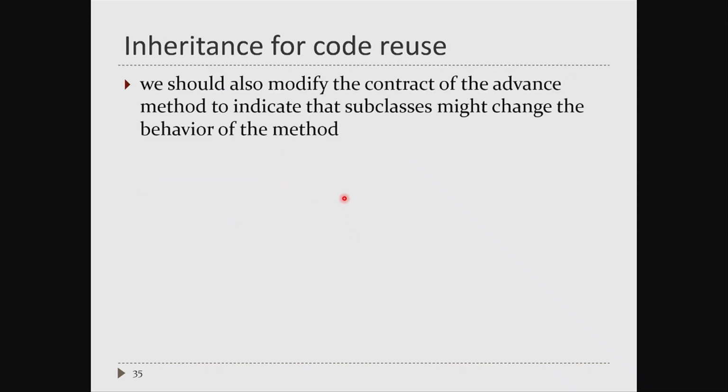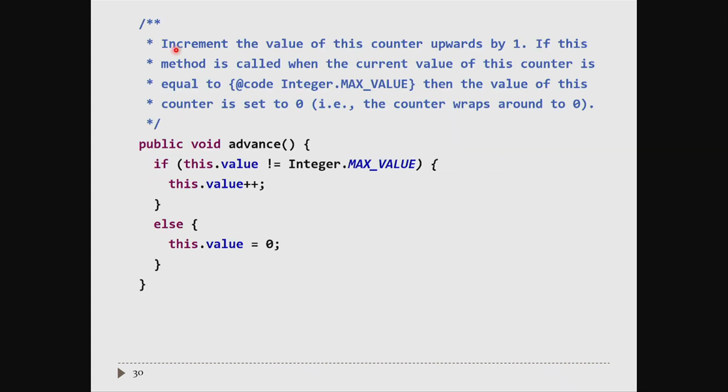Okay. I now have another problem. The Counter class was never originally designed for inheritance. There was a contract on advance. Up here, that's what advance promises to do when you call it: the value of the counter is set to 0 when you exceed integer max value. But now I want to change that behavior in the subclasses. But remember, subclasses are supposed to be substitutable. So if this is the contract for advance, then it doesn't look like I can change that behavior without breaking the contract.